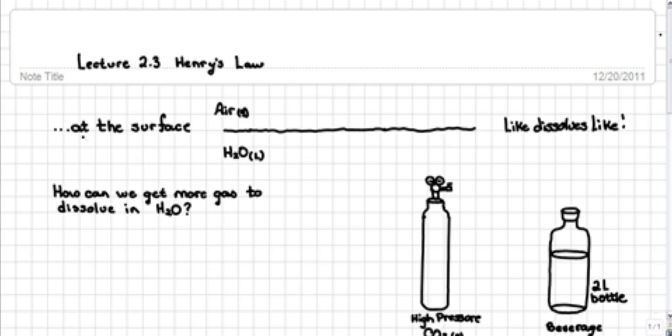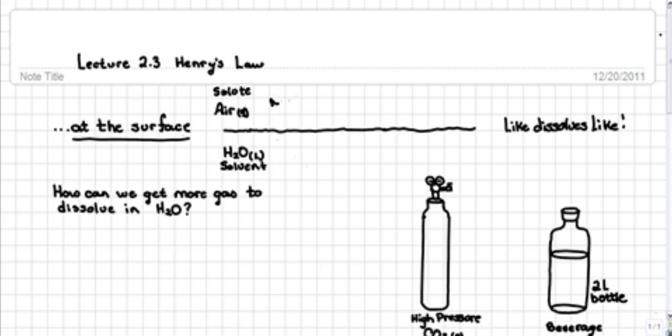I like to think of this as simply at the surface. At the surface of what? At the surface of the water, which is considered to be the solvent in this case. And what's dissolving? Well, we're going to consider air as the solute. But as you know, air is a mixture of several different gases, and we're going to consider three of them here today.